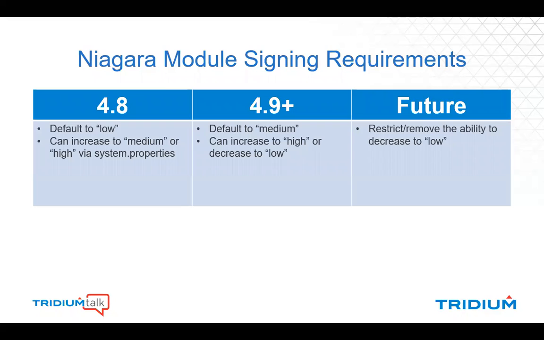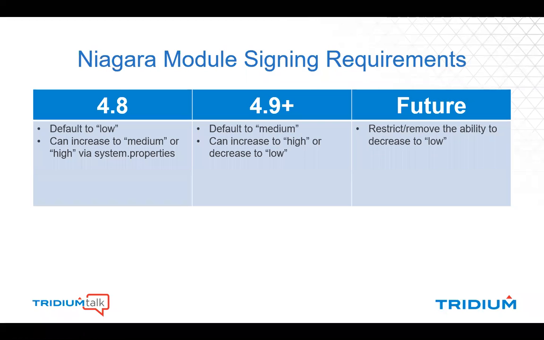We've since decided that a default of high is probably too restrictive, and so we've decided to keep the default at medium for the foreseeable future. Now, I'm not going to say that we're never going to switch the default to high, since security requirements can change and require us to do that, but we have no current plans to do so. We will, however, likely restrict or remove the ability to reduce the verification mode to low in a future version. This version hasn't been determined yet, but it will certainly be later than 4.10.